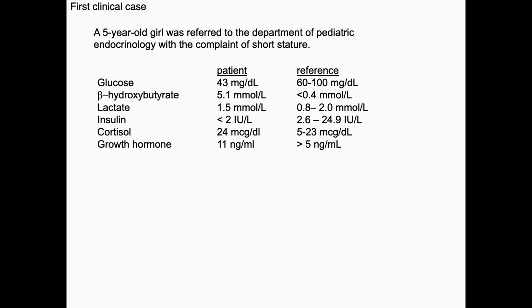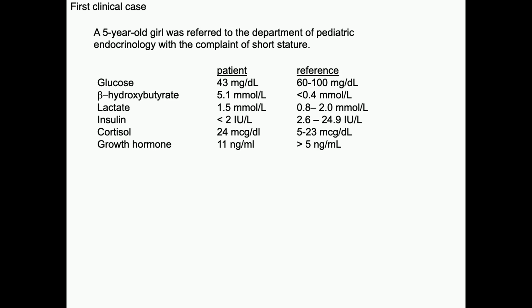Okay, should we look at a couple of cases in our last few minutes? Let's look at our first case, with the chief complaint of short stature in pediatric endocrinology. What are your impressions? He's making ketones right now. Yes, so she's got hypoglycemia and a ketone body response, which is appropriate and suggests that she doesn't have a problem with fatty acid metabolism.